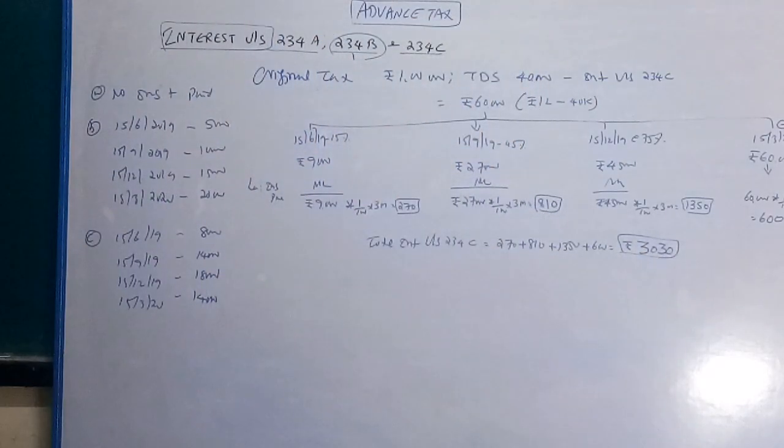3,030. This is for option A. Note it down. We'll take up our next option B.